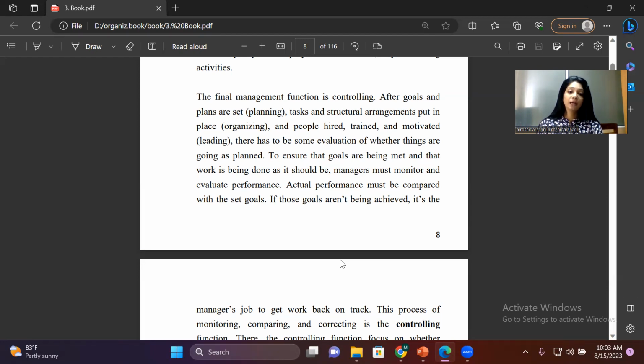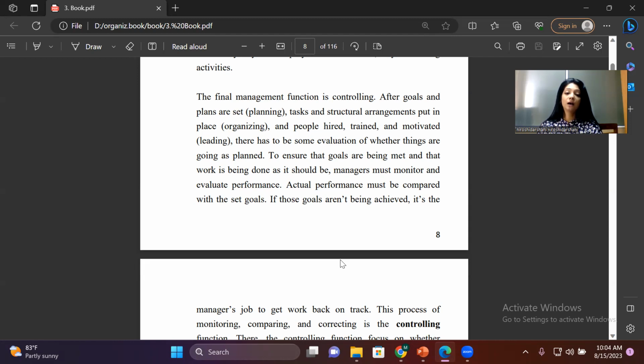After goals and plans are set, what we call planning, tasks and structural arrangements are put in place through organizing, and people are hired, trained, and motivated through leading, there has to be some evaluation of whether things are going as planned. To ensure that goals are being met and that work is being done, managers must monitor and evaluate performance. Actual performance must be compared with the set goals.